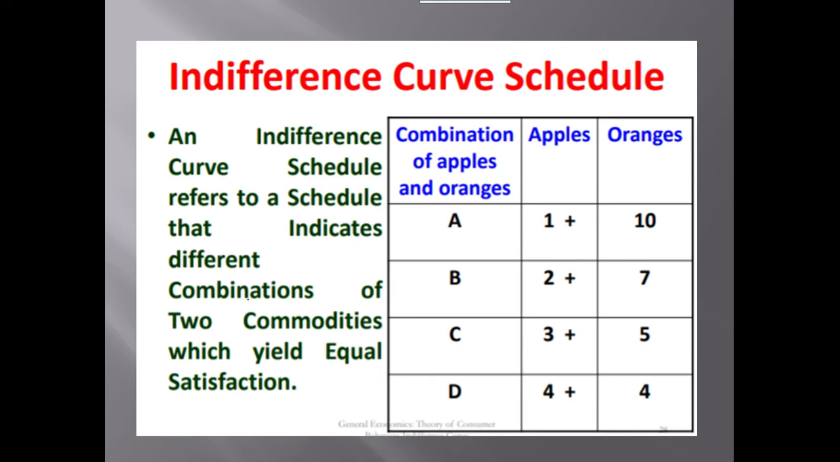Bundles A, B, C and D. In consumption bundle A, we have apples and oranges: 1 apple, 10 oranges. Consumption bundle B is indifferent. A and B are indifferent to one another. In consumption bundle B, we have 2 apples and 7 oranges.